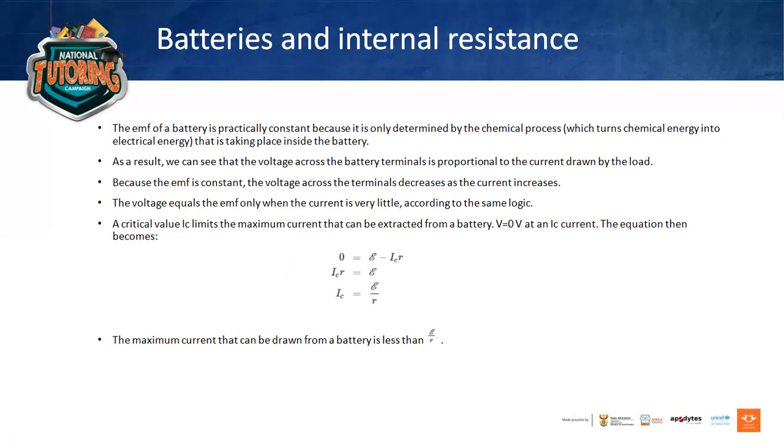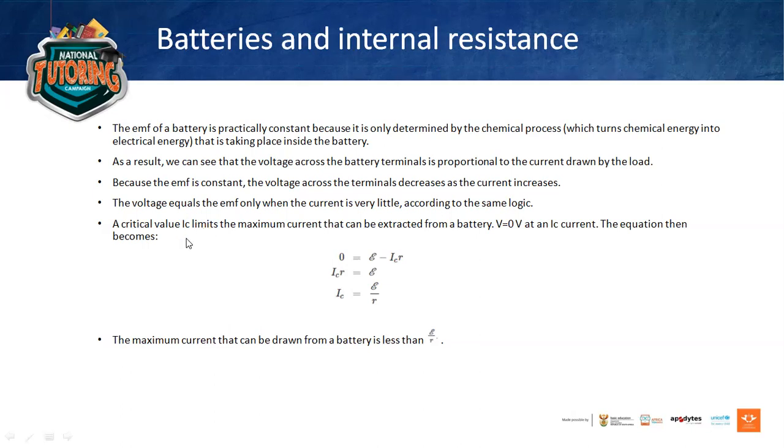So the EMF of a battery is practically constant because it is only determined by the chemical processes taking place inside the battery. As a result, you can see the voltage across the battery terminals is proportional to the current drawn. So the voltage equals the EMF only when the current is very little, like we've already mentioned. So a critical value, which is I_C, limits the maximum current that can be extracted from the battery. So when V is equal to 0 volts at an I_C current, the equation then becomes this.